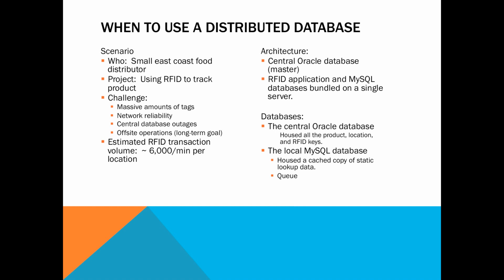So from a database content perspective, the central Oracle database, the master, was basically going to be housing the master record for the products, the locations, RFID keys, and so forth. And the MySQL database was going to have a cached copy of all of that data. It would also house a queuing mechanism of some sort. The persistent queue was used for buffering the RFID scans that would eventually get pushed back up to the master to be back in sync, and it would deal with any kind of offline issues.